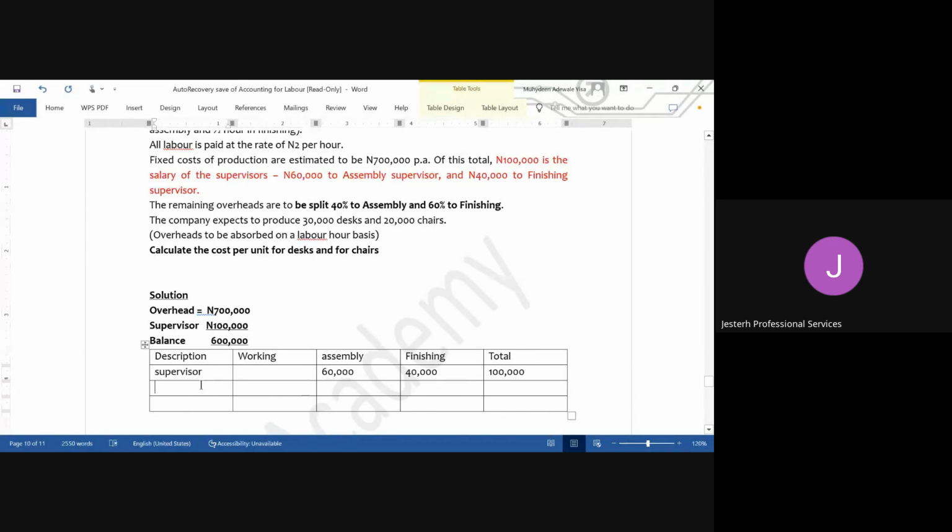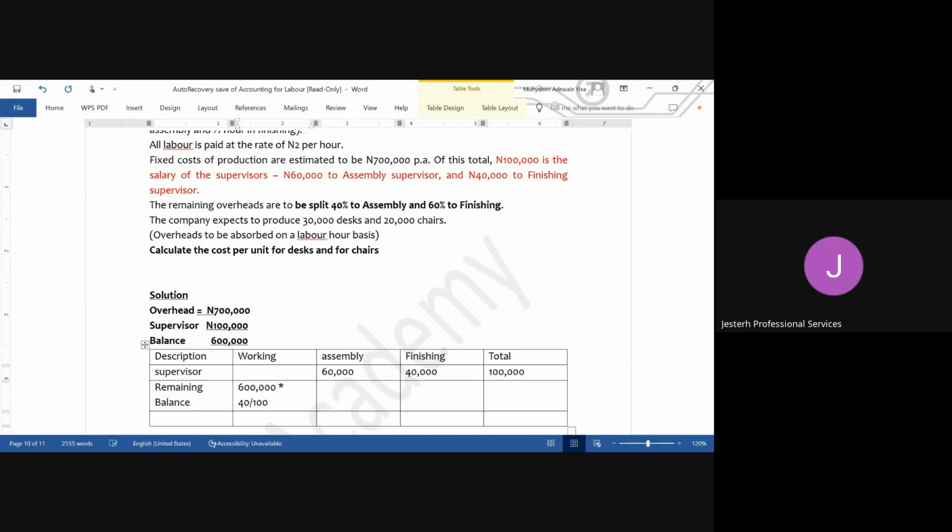But this one that we did not know how we are going to split, the question says we should split it using 100 percent, with 40% to assembly and 60% to the finishing department. So what we just do, we just say, okay, remaining balance 600,000 multiplied by 40 divided by 100.